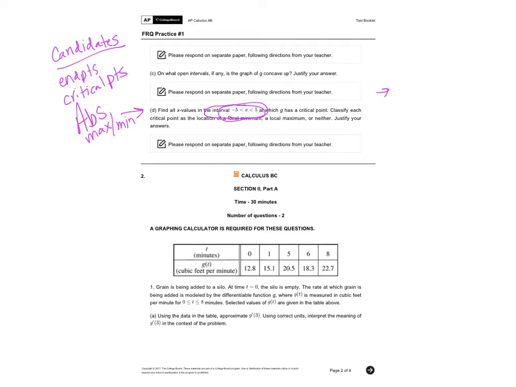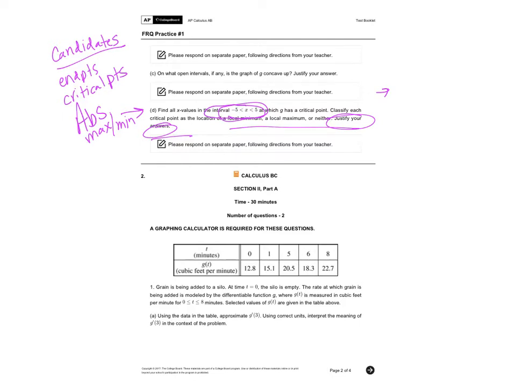Classify each critical point as a location of a local minimum, local maximum, or neither. Justify your answers. So many of you had this part right. You said at x equals -2 was going to be a neither, and x equals 1 was going to be a minimum, but that's all you said. You have to justify. If you're doing curve sketching, max, mins, POI, concavity, increasing, decreasing, you have to justify. And you have to use the names. Okay? You have to use the names. Don't say the word it.